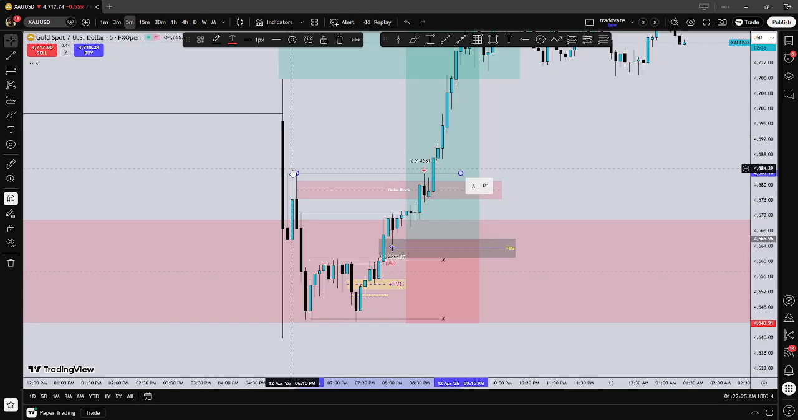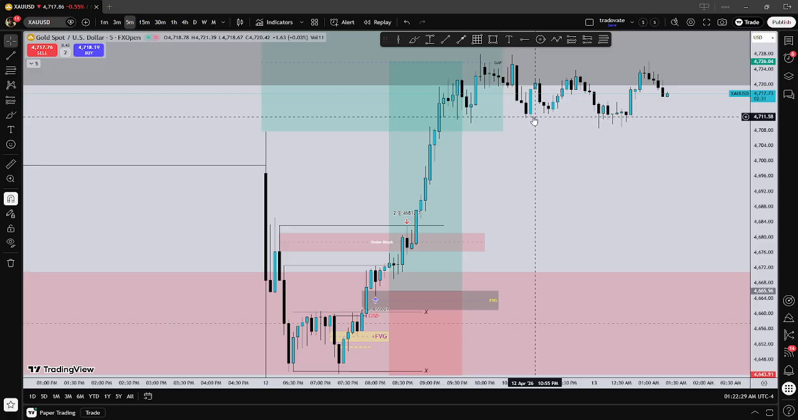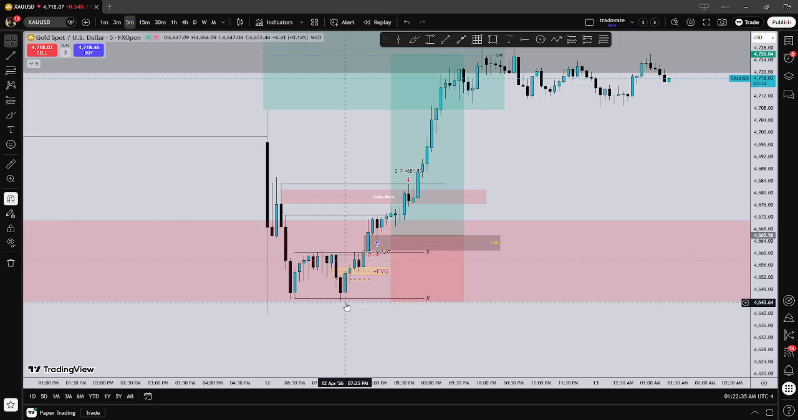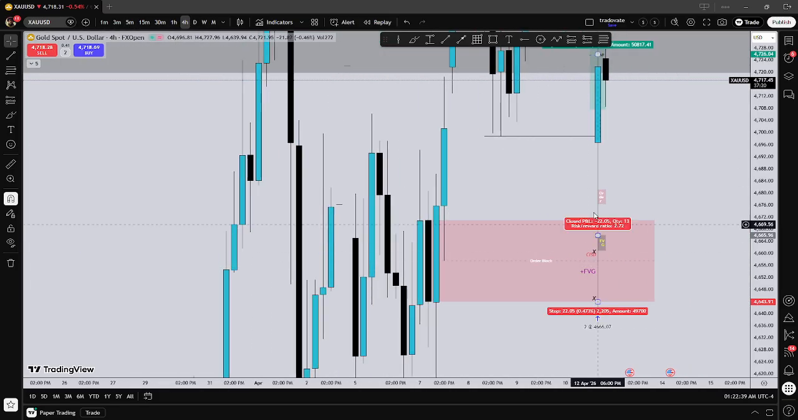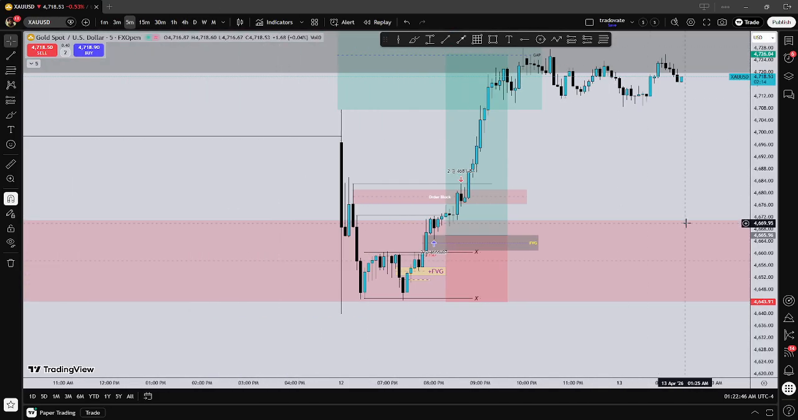On the 5 minute we also had these highs. But again, the draw on liquidity for this session would have been this gap key level, out of this 4 hour order block. And now it comes down to finding an entry.